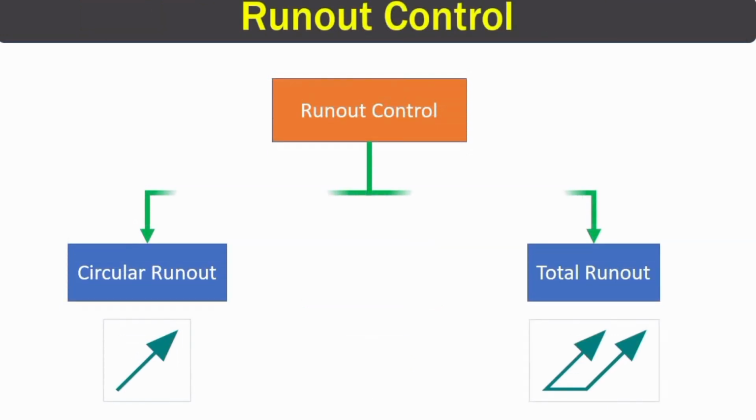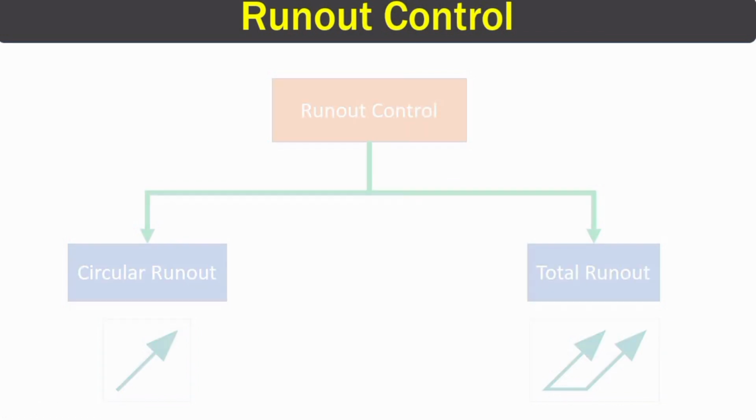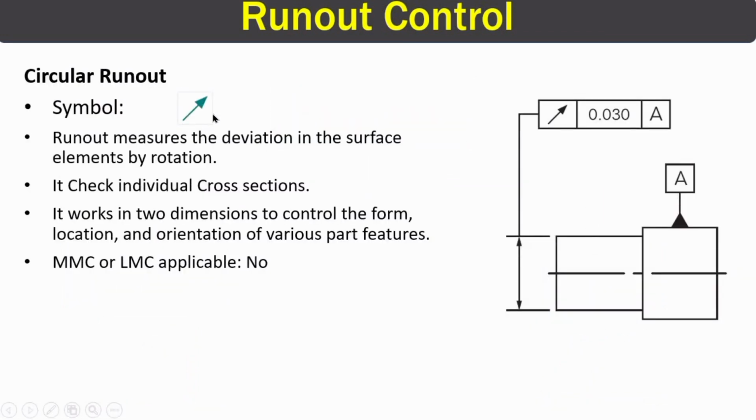Let's begin with this video. So in runout, we have two controls: circular runout and total runout. Let's see circular runout first. This right here is the symbol of circular runout. In circular runout, we measure the deviation in the circular cross section. We rotate the part and we measure the deviation in the circular cross section.